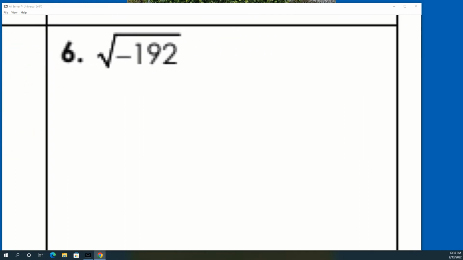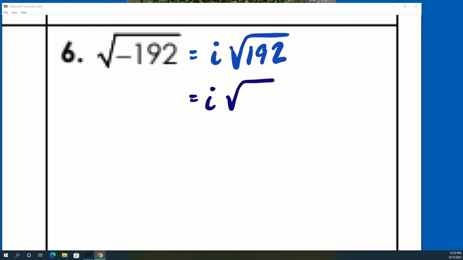Okay, and then on number 6, I see there's a negative under the square root. I'm going to pull out an i and make it a positive under the square root. All right, now 192 is not in our list, but there's actually, I think, 3 numbers that divide evenly into 192. So start with the bigger numbers. Okay, nice. So 192 is 64 times 3.